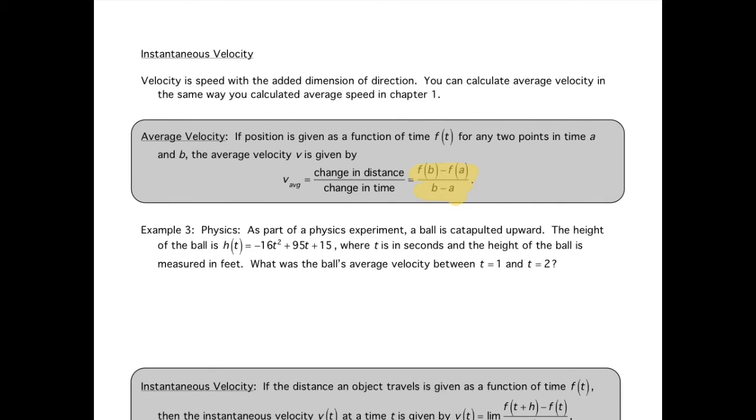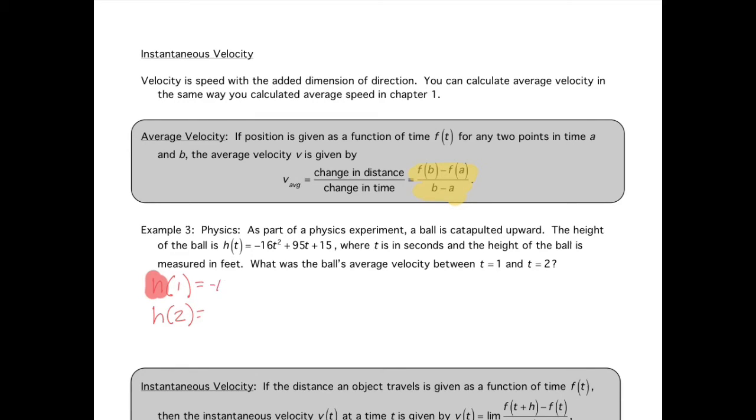So for example 3, we've got this physics experiment. They're catapulting a ball upward. The height of the ball is represented by that quadratic, and t is time in seconds, and the height of the ball is measured in feet. And we want to find the ball's average velocity between time 1 and time 2. So we want to find the height at 1 second, and we want to find the height at 2 seconds, and then we're going to plug them into our formula.